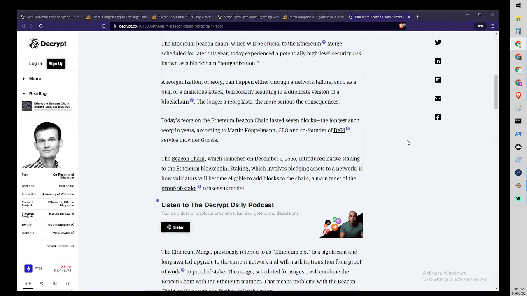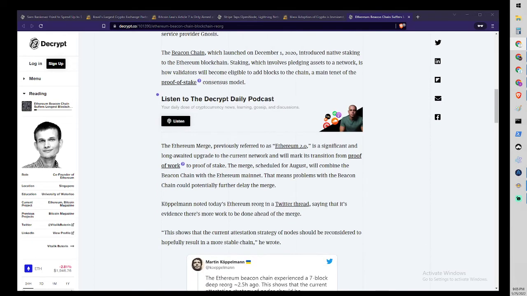The beacon chain, which launched on December 1st, 2020, introduced native staking to the Ethereum blockchain. Staking, which involves pledging assets to a network, is how validators will become eligible to add blocks to the chain, a main testnet of the proof of stake consensus model.